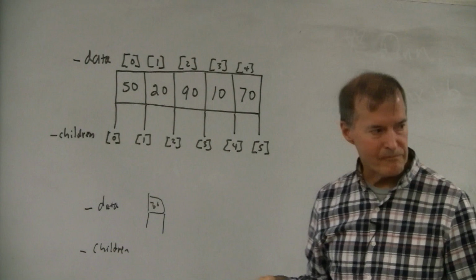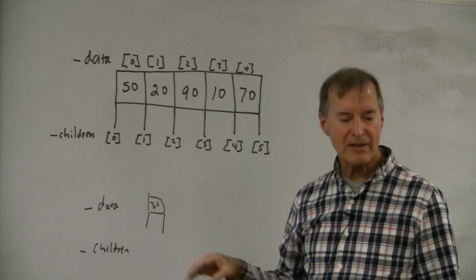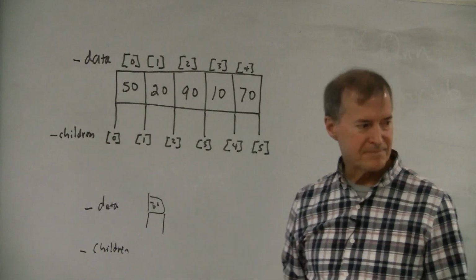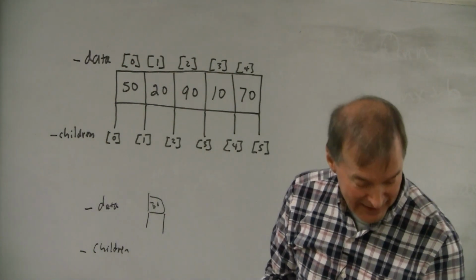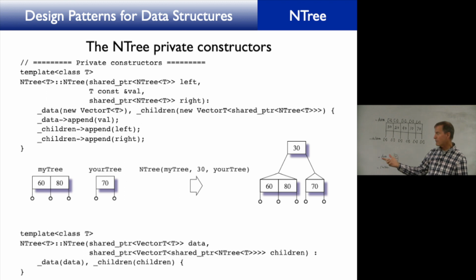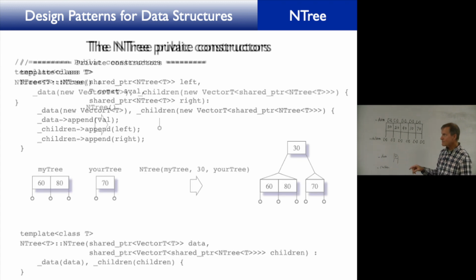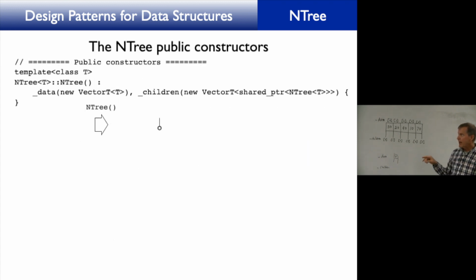Is there a way to make it so you have multiple datas and multiple children? Well, in this constructor, no. In fact, here's a constructor where if you have a pre-existing vector of children and a pre-existing vector of data, you can construct it with those. Anyway, that was a good question for the next slide. Now, we also have two public constructors, and instead of having pre-existing trees, these construct trees from scratch. All right? So, here's a constructor.